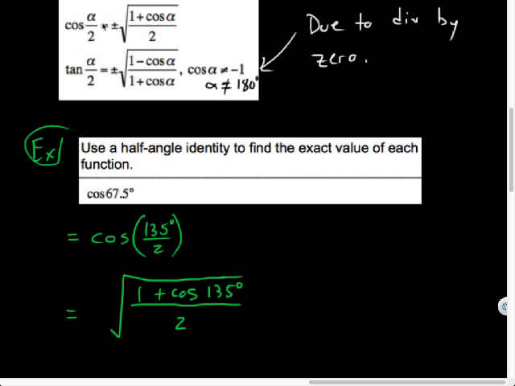Now, question, this said plus or minus. Which one do I want in my situation?